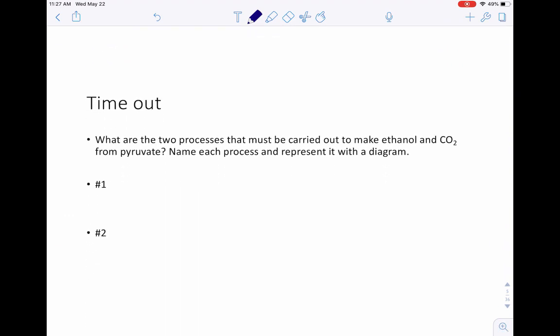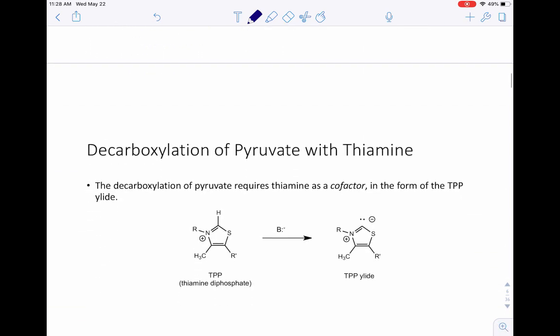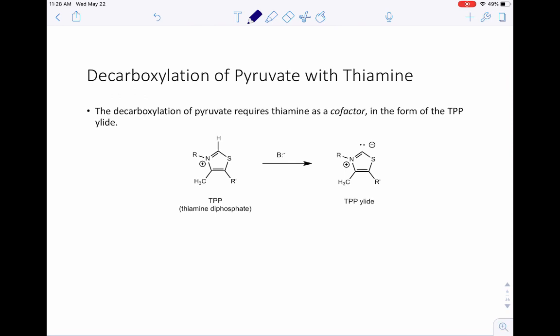Okay, so what are these 2 processes that we're going to need to accomplish? Decarboxylation, we've all seen that before. And then also reduction, and we have also seen reductions before. But how does this happen in biochemical systems catalyzed by enzymes? Well, the decarboxylation of pyruvate requires what's called thiamine as a cofactor, and it's in this case in the form of what's called the TPP ylid.